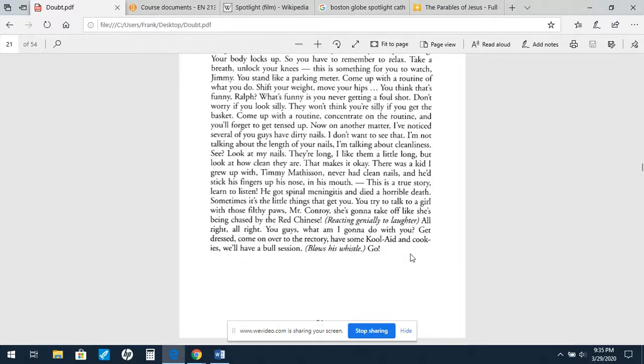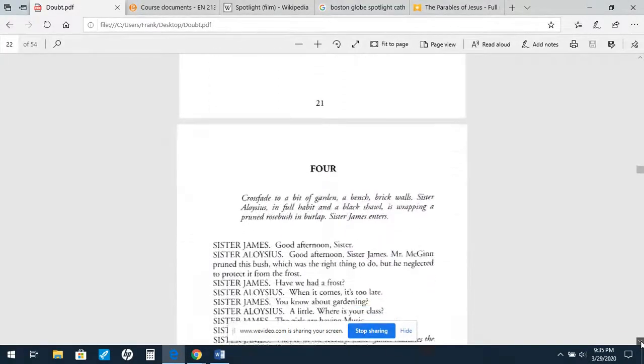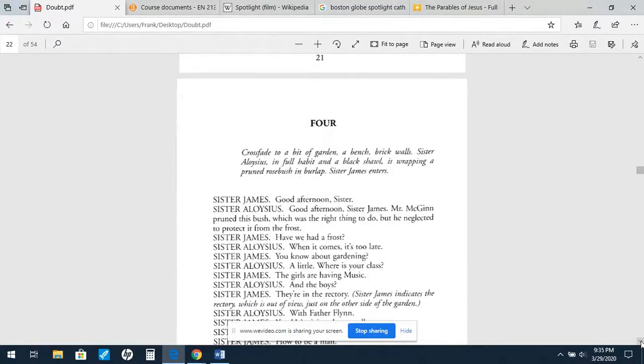We'll have a bull session, which is kind of 1960s parlance. We don't really say that anymore. It's basically, we'll just talk about whatever's on our minds. So again, you don't typically think of priests and school children having that sort of familiar relationship. So that might just be him trying to establish a new sort of feel in the parish, but to someone like Sister Aloysius, that would be very, very problematic.